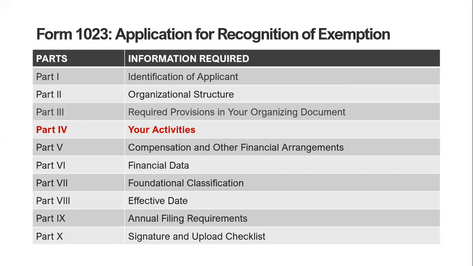So to wrap up, the Form 1023 application for recognition of exemption includes 10 parts. We just learned how to complete part 4, the longest of the 10 parts, which is your activities, formerly known as a narrative description of activities.